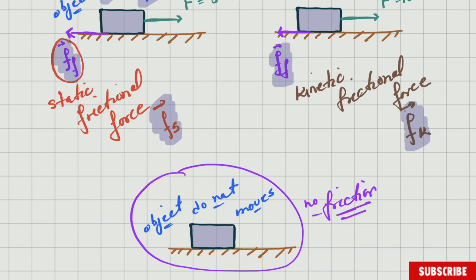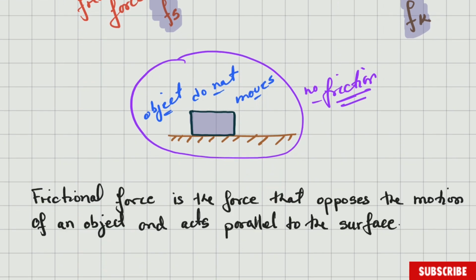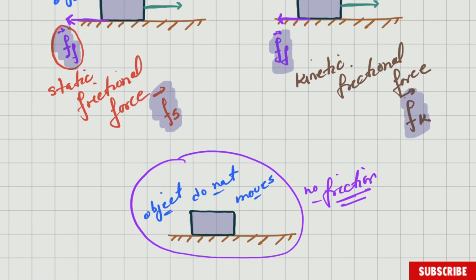Okay, so let's write the definition of frictional force before we continue here. By definition, we can say that frictional force is the force that opposes the motion of an object and acts parallel to the surface. That is the definition that they actually want you to write in the exam. And remember that we have two types of frictional force. We have the static and we have the kinetic.